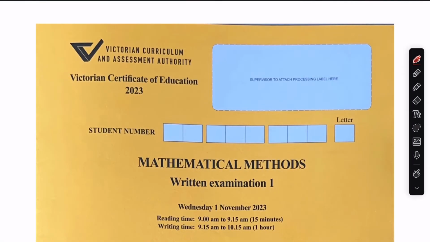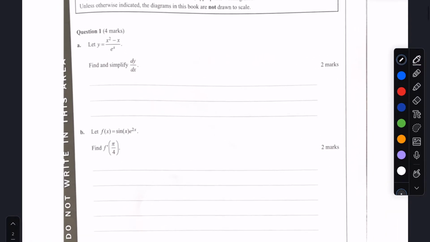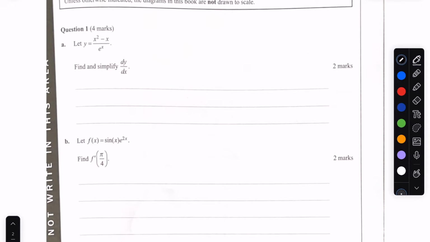Alright, so I just got my hands on the 2023 Methods Exam 1. I heard that the questions weren't too hard, but the numbers were pretty difficult to deal with, so we'll see how we go. So, starting off with the typical differentiate.